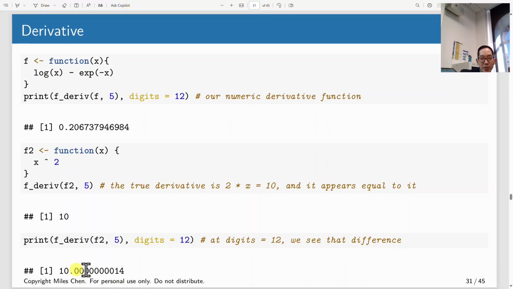Now I could say, all right, give me 12 digits, and we can see we are accurate to 10 significant digits. 1, 0, 10, and then 1, 2, 3, 4, 5, 6, 7, 8 places after. So a total of 10 significant digits of accuracy. 10.0000000014. So we're off by a little bit, but pretty accurate in my opinion. Okay. So that's what we have there.